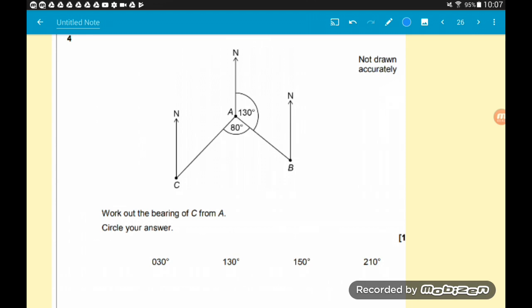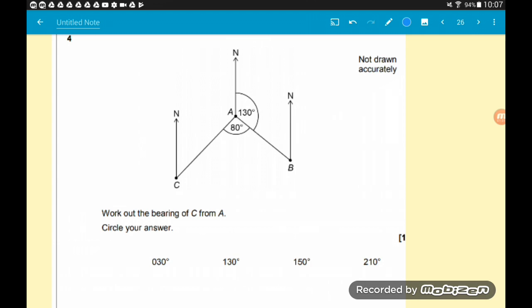So, first up we have a couple of bearings questions. Here we've got this diagram with points A, B and C. We are asked, what is the bearing of C from A? So be very careful about the language that they use. The bearing of C from A is asking, if we're at point A, what bearing do we have to walk on to get to point C?